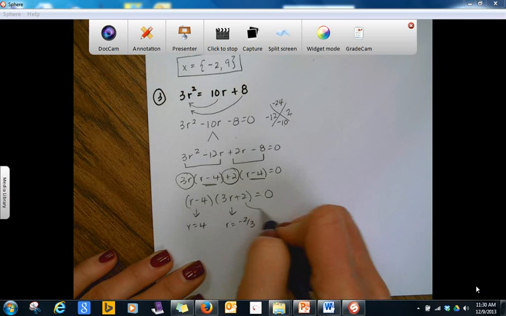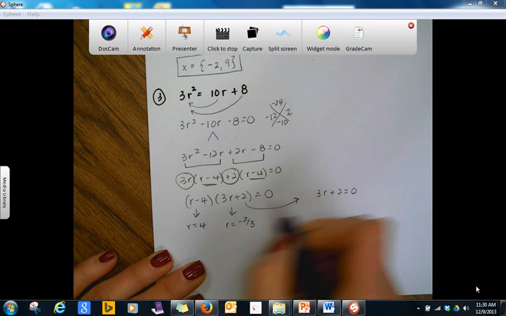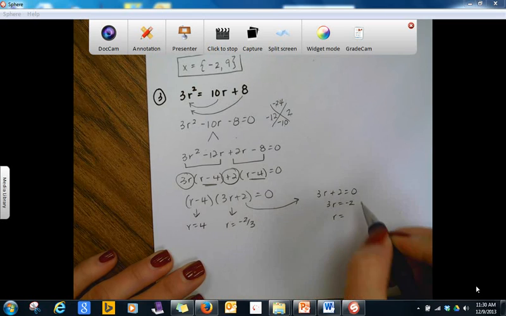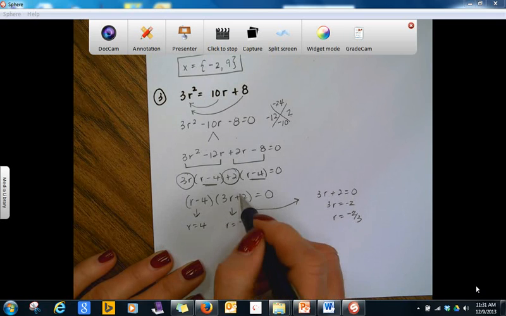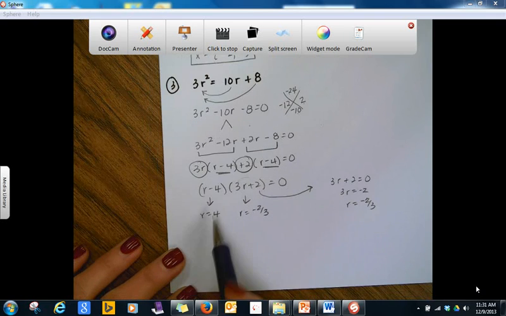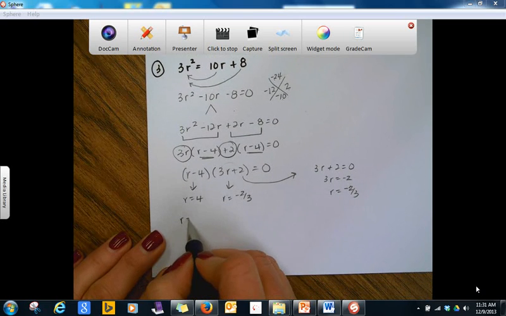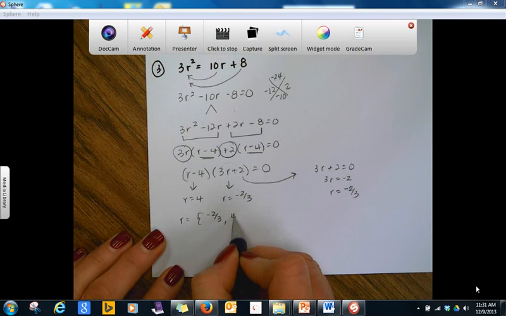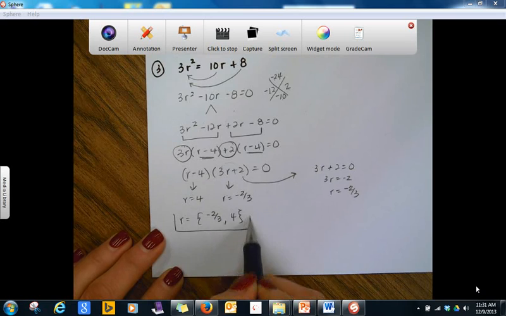Now, if you need to see the long process, what I'm really doing is taking this factor, setting it equal to 0, and then solving for r. This is just a shortcut. r is equal to the opposite of this number over this number. So my two solutions are 4 and negative 2/3. I put it in my brackets, putting the smaller number first, the larger number second, and those are my solutions.